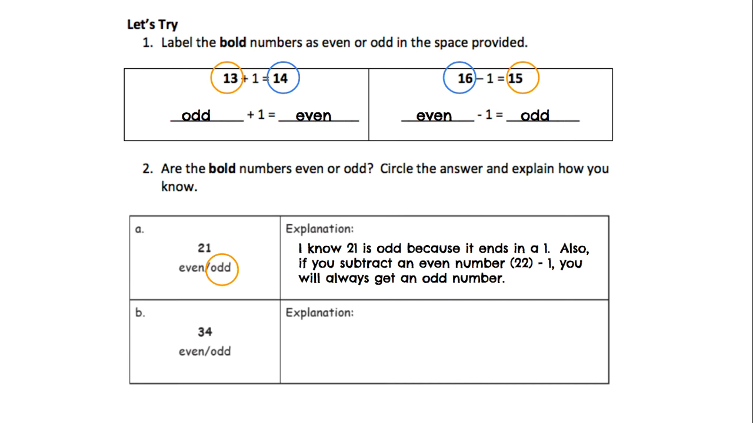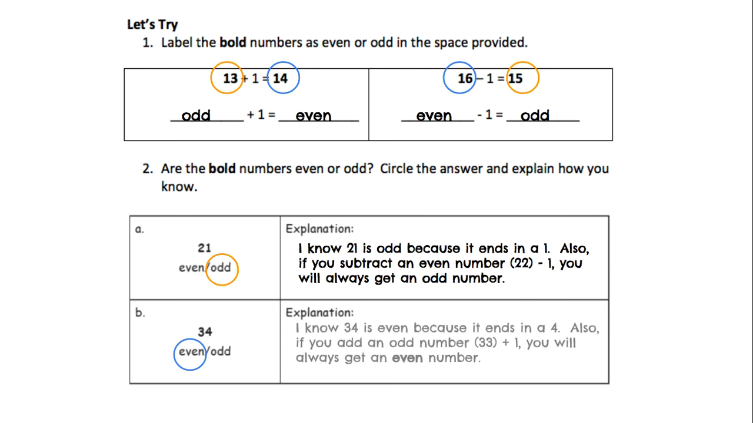Now go ahead and look at 34. Look at that number in the ones place. It's the one that matters right now. It is a 4. Is 4 odd or even? If you said even, you are correct. I want you to use my model above to try to answer the explanation. How do we know that 34 is even? I said, I know 34 is even because it ends in a 4. Also, if you add an odd number, 33, plus 1, you will always get an even number.